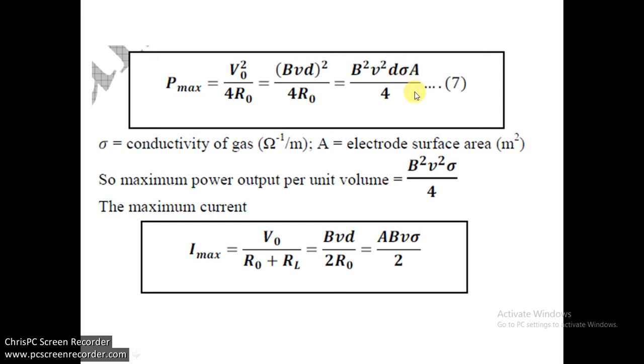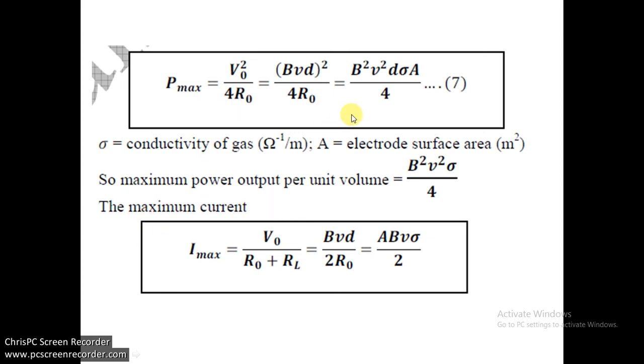Sometimes if we are talking about the total maximum power output, in that case we have to include the cross-sectional area of the electrode plate also. So we have incorporated the electrode surface area A also. So equation 7 shows the maximum power output given by the MHD power plant, and similarly the maximum current also.